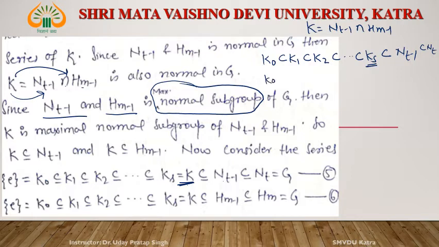Similarly, K0, K1, K2 to Ks, H_{m-1}, that is Hm, that is G.